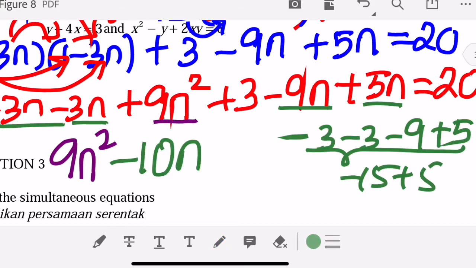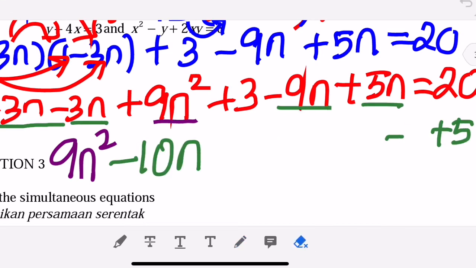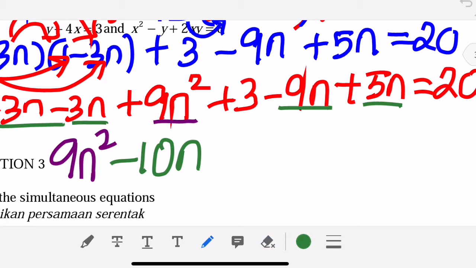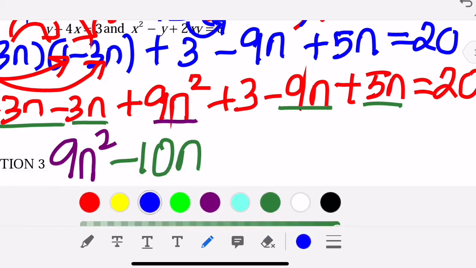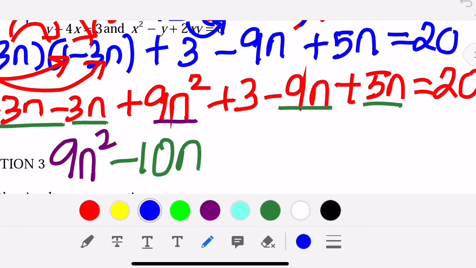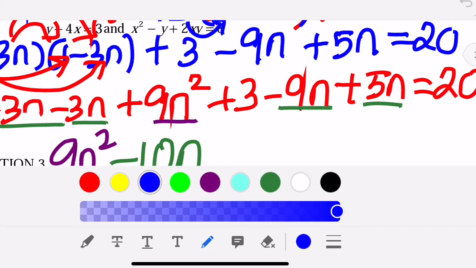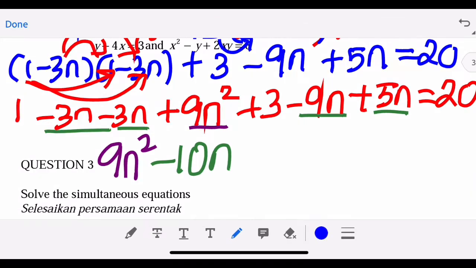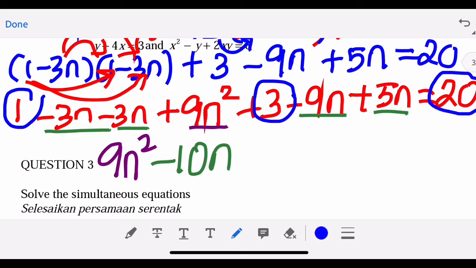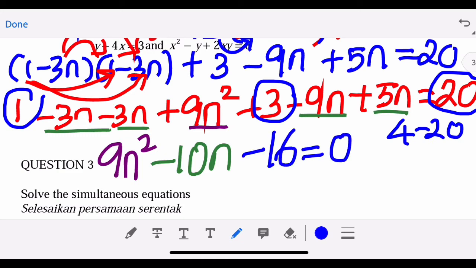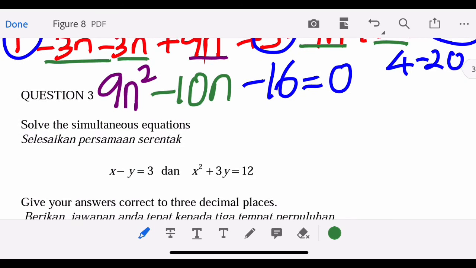Okay, we have settled the n. Now we are going to focus on the numbers. Where's the number? Constant. Let's focus on the constants. So the constants are 1, 3, and 20, but all must come to the left. So you have 1 plus 3 is 4, 4 minus 20, so it's minus 16, equal to 0. Make sure you double check so that you don't have careless mistakes.